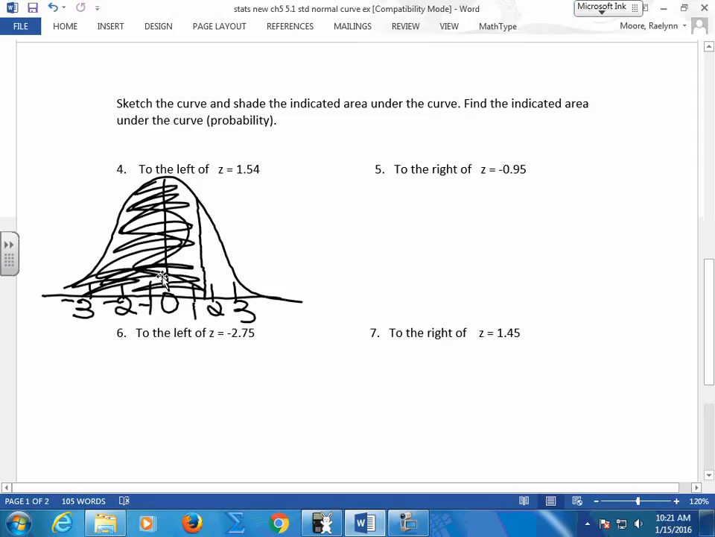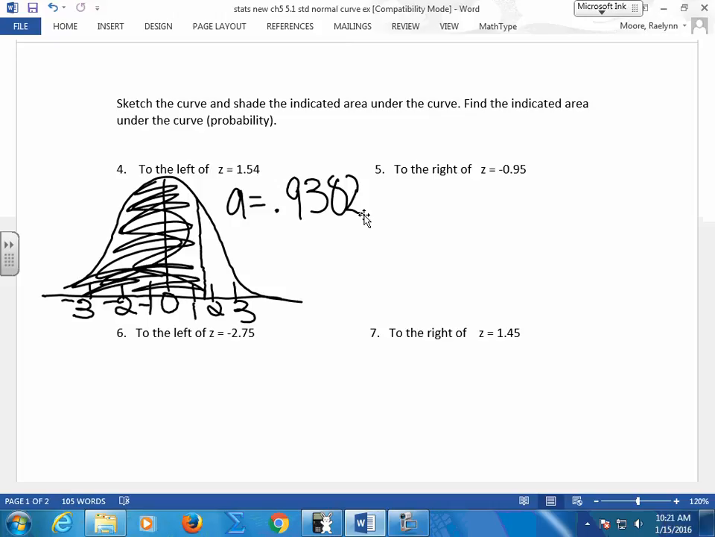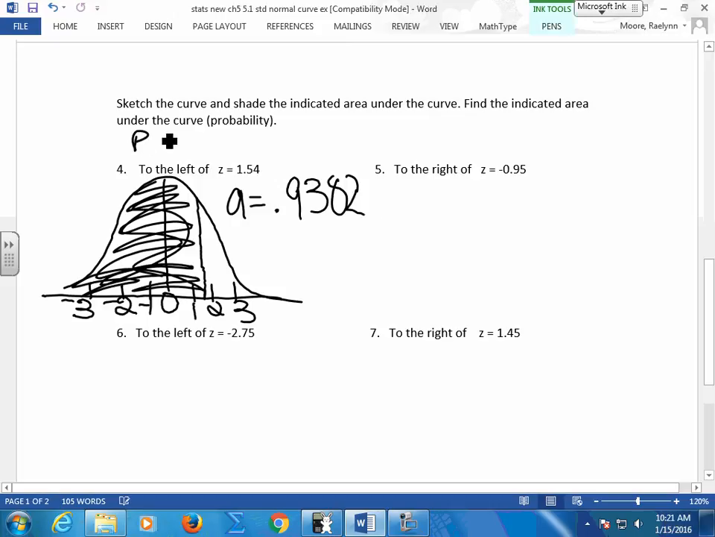Okay? Did you find your area to the left? Yeah. Okay. Guys, what's this here? Okay, everybody agree? Okay, Jayla, nice job. Now, how would I write this as a probability statement? The probability that what? And how did you know it was less than? Because you shaded to the left. Good. Okay? Anybody want to do number 5?